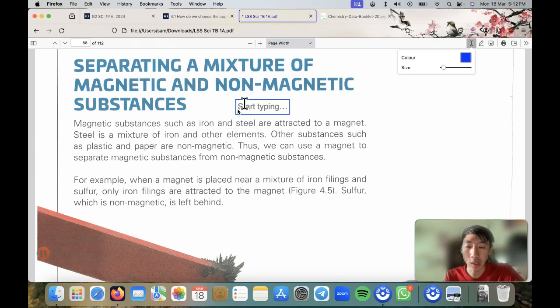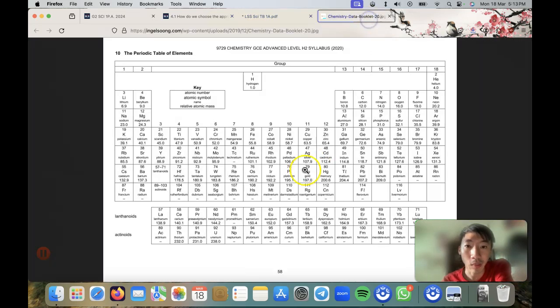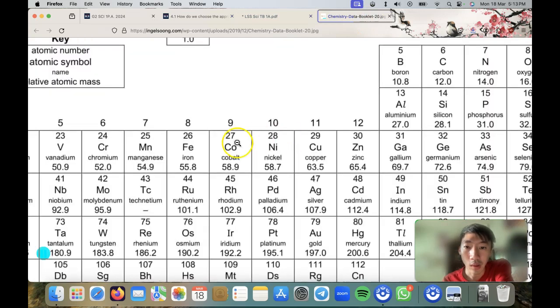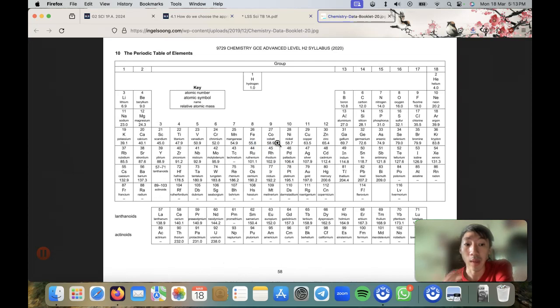Only iron, cobalt, nickel. These are magnetic elements. If you want to take a look, you can find them on the periodic table. They're over here: iron 26, cobalt 27, and nickel 28. These are the naturally occurring magnetic elements.